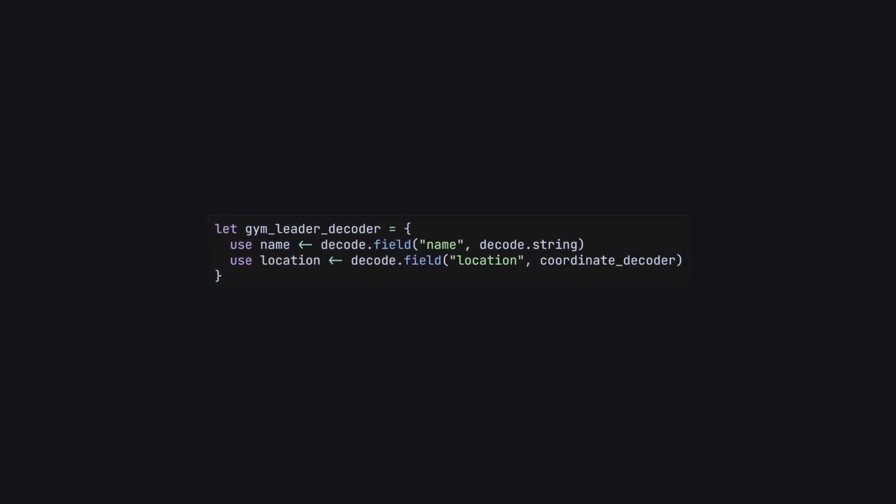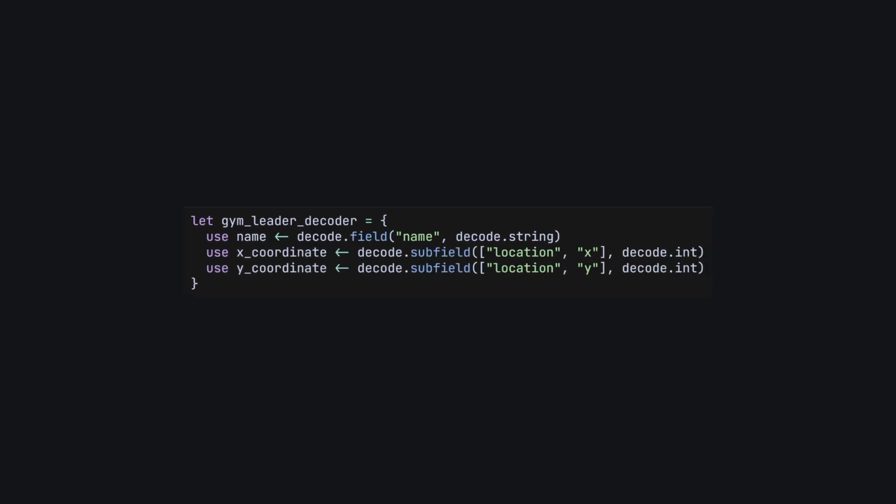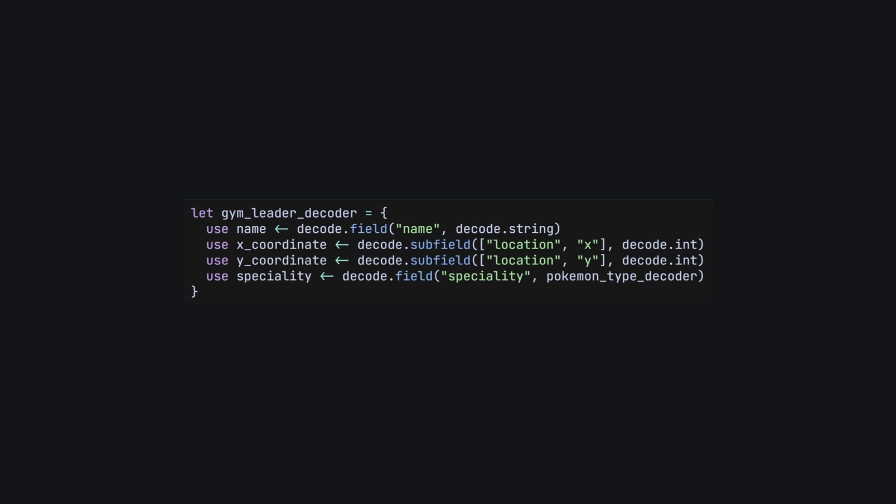The best thing to do is to create a custom decoder for a two-element tuple and then pass that to decode.field. But for the sake of example, and for the sake of example only, we could use decode.subfield, which works very similarly to decode.at, except you can use it in custom decoders more easily. Decode.subfield works best when you only care about a single deeply nested value. To get our speciality value, we can use decode.field with the custom decoder for a Pokemon type we created earlier.